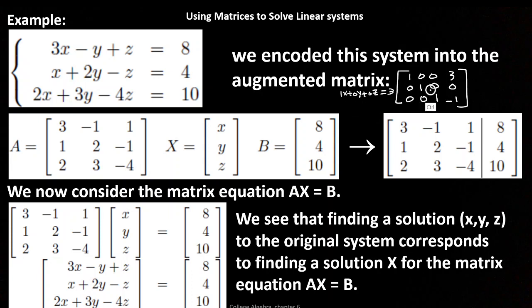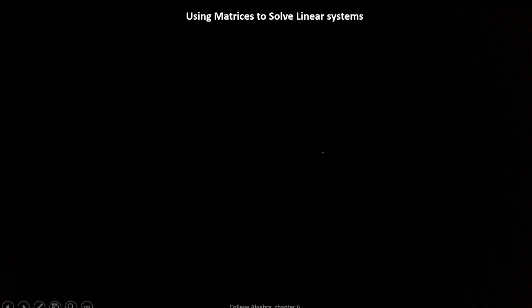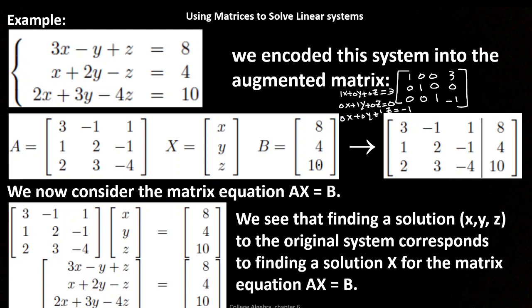What does that mean? That means 0 times X plus 1 times Y plus 0 times Z equals 0. So that means Y equals 0. And then 0 times X plus 0 times Y plus 1 times Z equals negative 1. That means Z is negative 1. So we just solved this system, right? Using what? Using matrices. Okay?